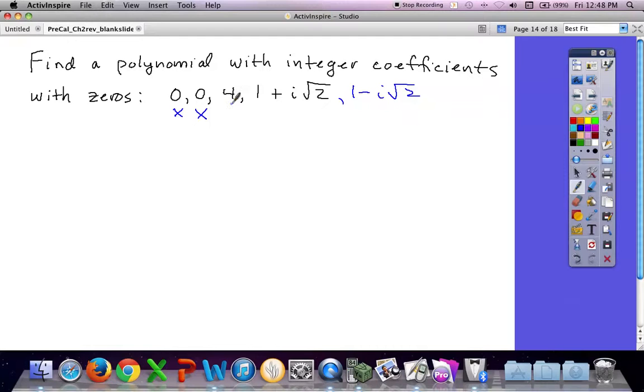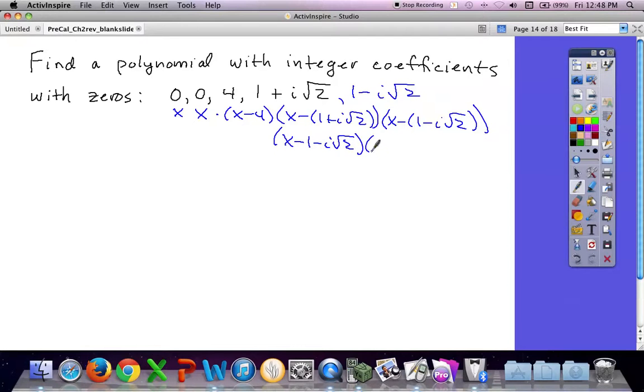Okay, what about this 4? x minus 4 times x minus 1 plus i root 2 times x minus 1 minus i root 2. Always x minus, right? That doesn't change. The conjugate changes, but the sign in front is always x minus, right? And we should write this now. Distribute the minus. That's x minus 1 minus i root 2 times x minus 1 plus i root 2.